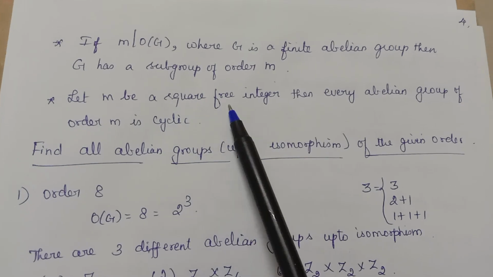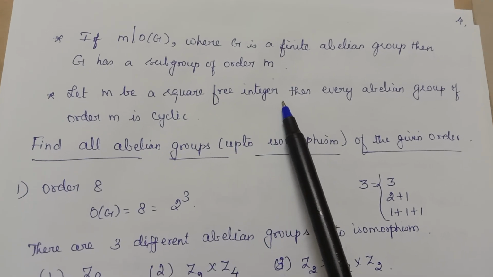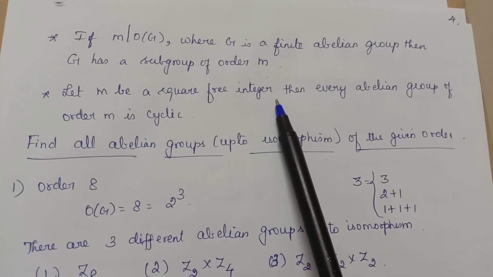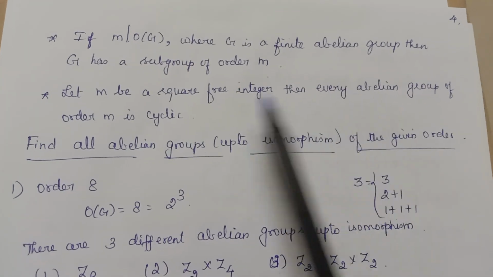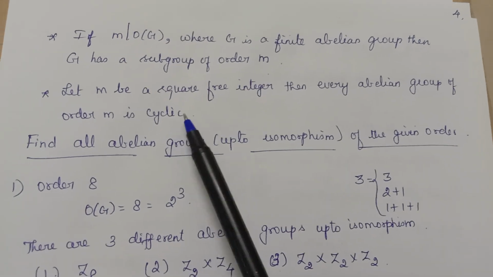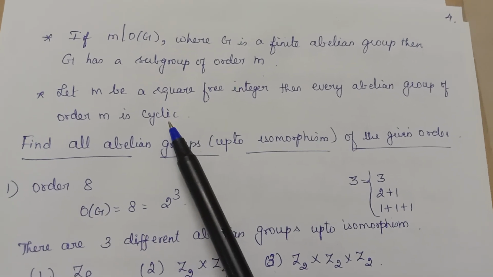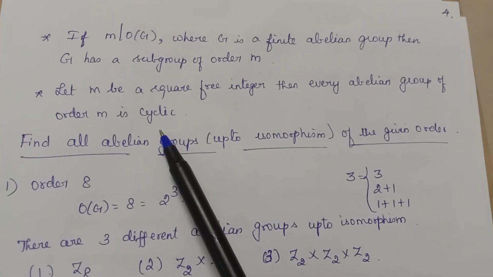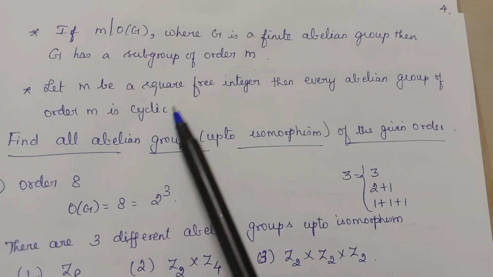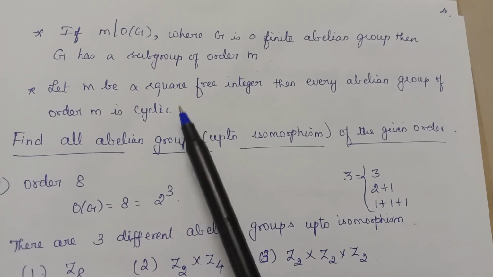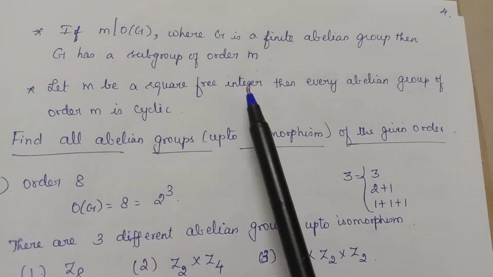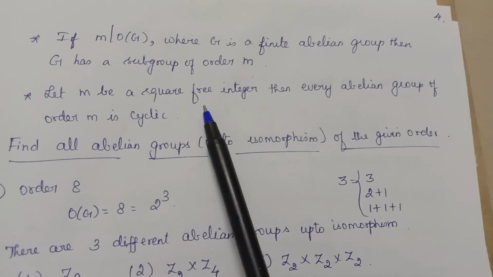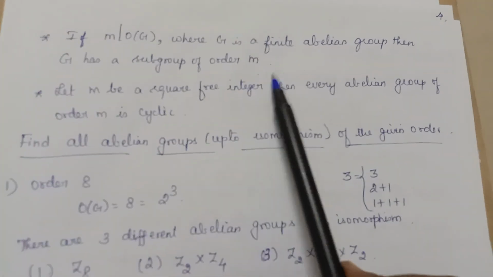Next one, let M be a square-free integer. Square-free integer means if you factorize M into prime factorization, there should not be any square terms. Then every abelian group of order M is cyclic. We know every cyclic group is abelian, but the converse is not true. Every abelian group need not be cyclic. But if you have an abelian group whose order is square free, then it will be cyclic. So these two are very important notes.